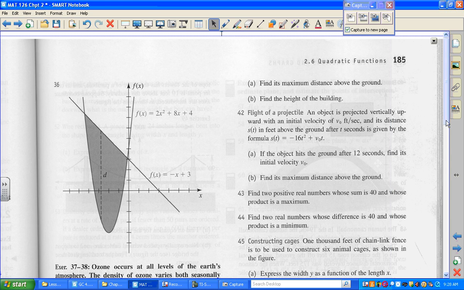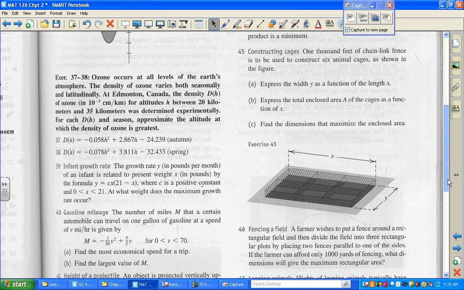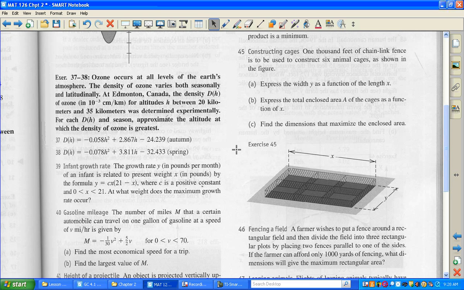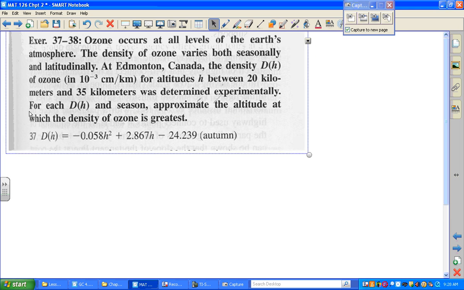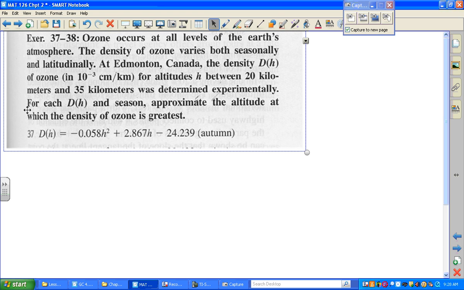That's not very good. 37. Oh my gosh, this is so hard. Look at all the words. I haven't even done the question yet. I feel like it's gonna be easy. The words, I don't know. The ozone occurs all over the Earth. The density of the ozone varies.